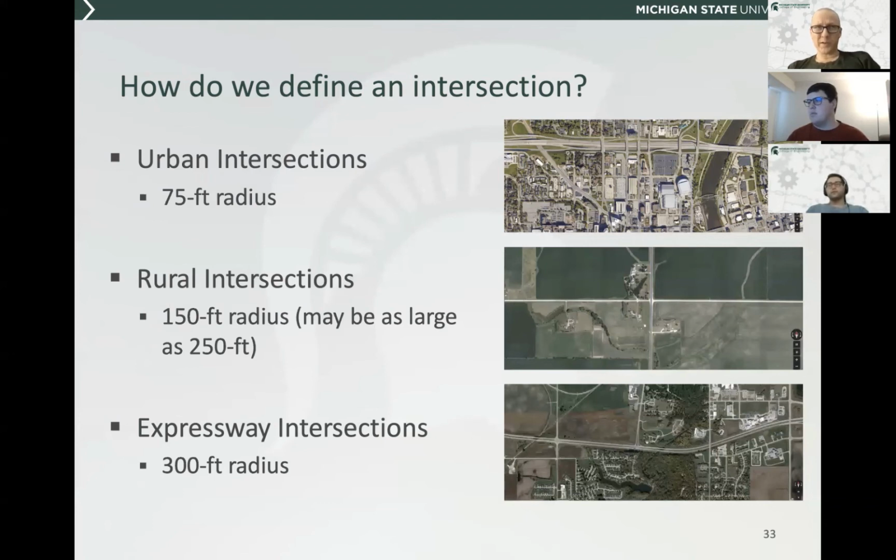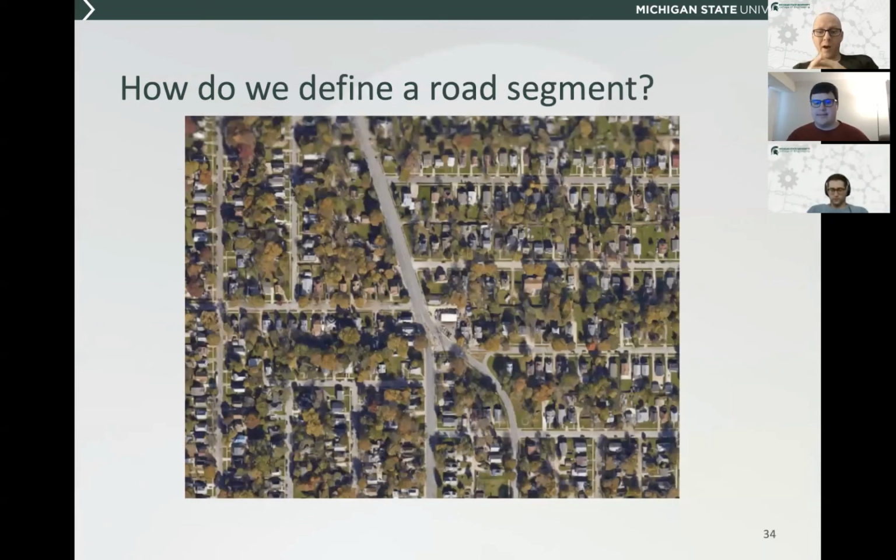Like US 127 is about the only expressway I can think of where you'd have at-grade intersections along a 65 or 70 mile per hour roadway. And so in that case, we'd go with a larger 300-foot radius, for example. Okay. So, not a trivial determination there.